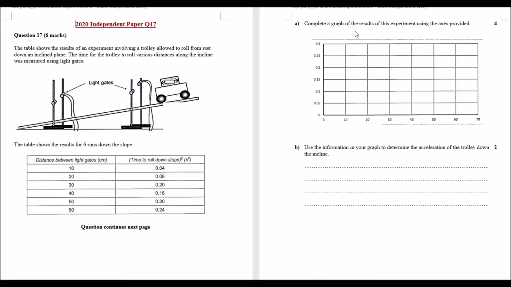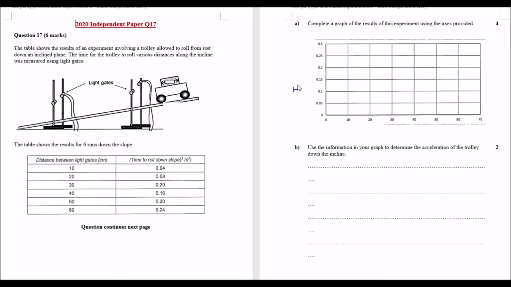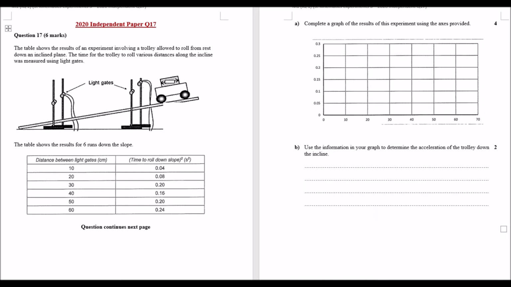So in this question, it says complete the graph of results using the axes provided. What we need to firstly work out is which axis is for what. So based on the numbers that we have, on this side, this is time squared. So on this side, I am going to write time squared here.